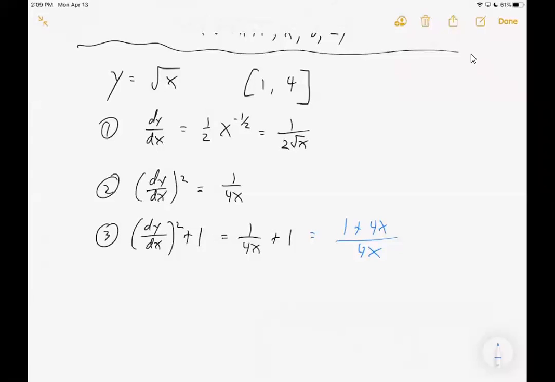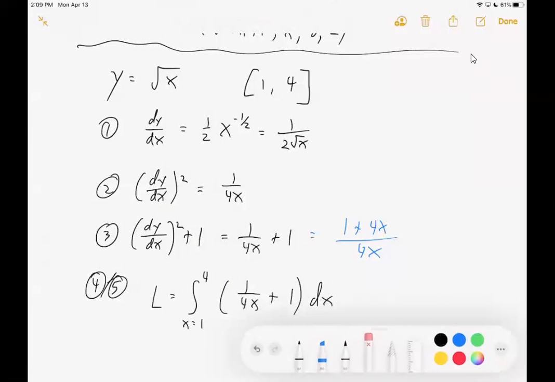Now step 4 will be to take the square root, and this is another case where, because it's a fairly simple one, I would maybe combine step 4 and 5. So we're now ready to say that the length is the integral from x equals 1 to 4, and we could use either one of these expressions. So I will use 1 over 4x plus 1 integrated with respect to x. Oh, and I forgot, we step back. I'm combining step 4 and 5, and that's why this doesn't work so nicely.